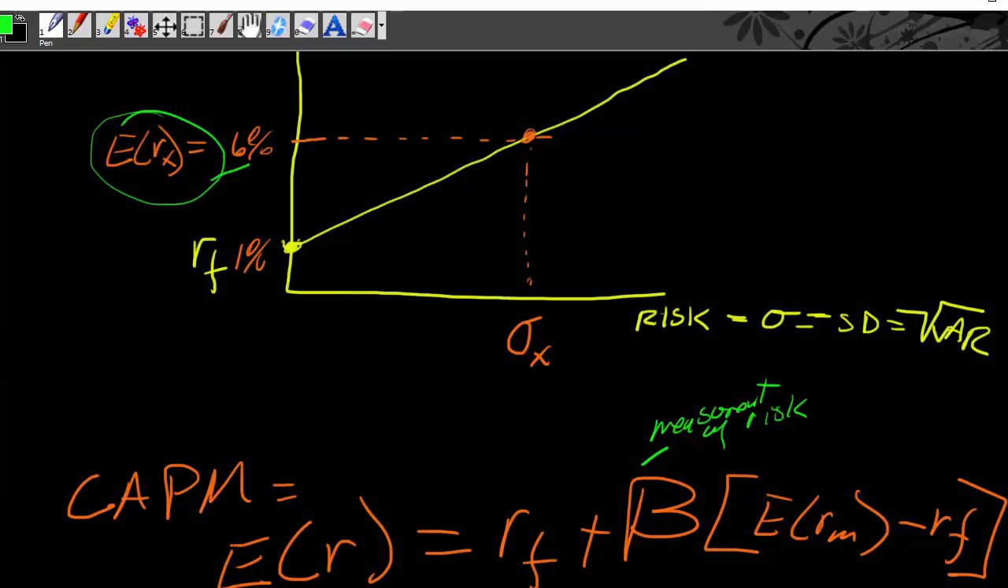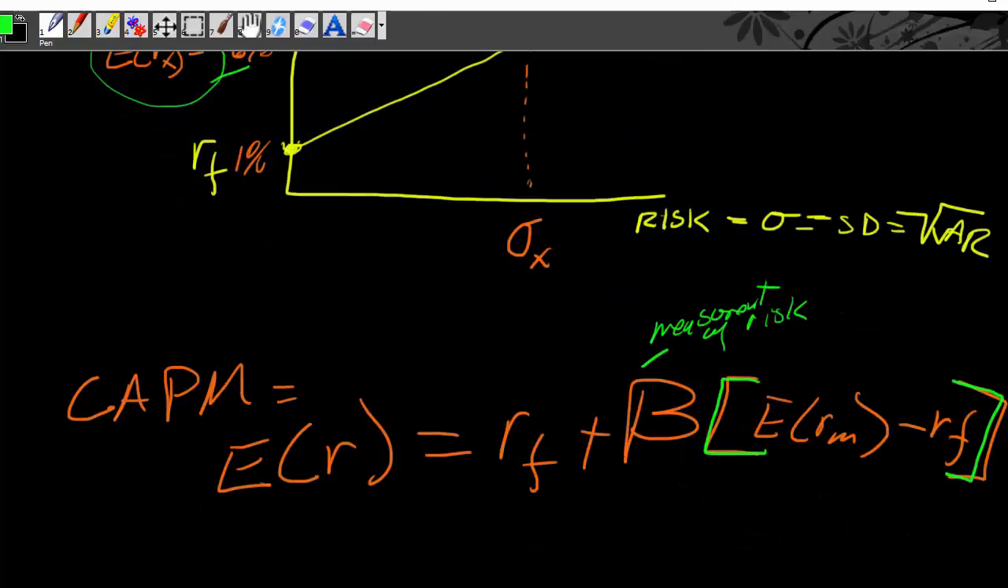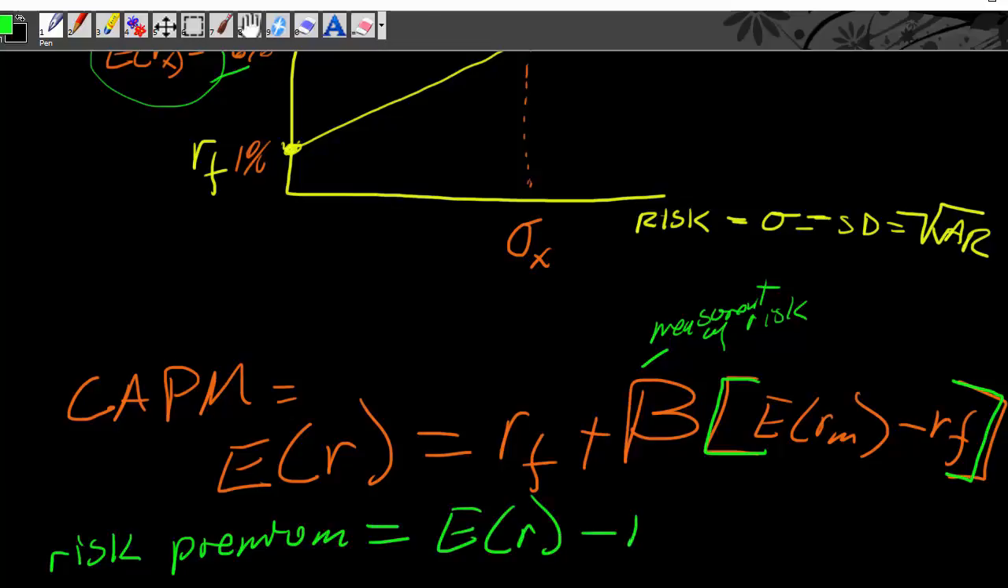But before we keep going, let's take a look at this. This looks an awful lot like my risk premium. You guys remember the risk premium? The risk premium is equal to the expected return minus the risk-free rate. The only difference here is that this is going to be the expected return of the entire market, and this is the expected return of the stock. So let's keep that in mind as we move forward into the CAPM, all right? Good luck.